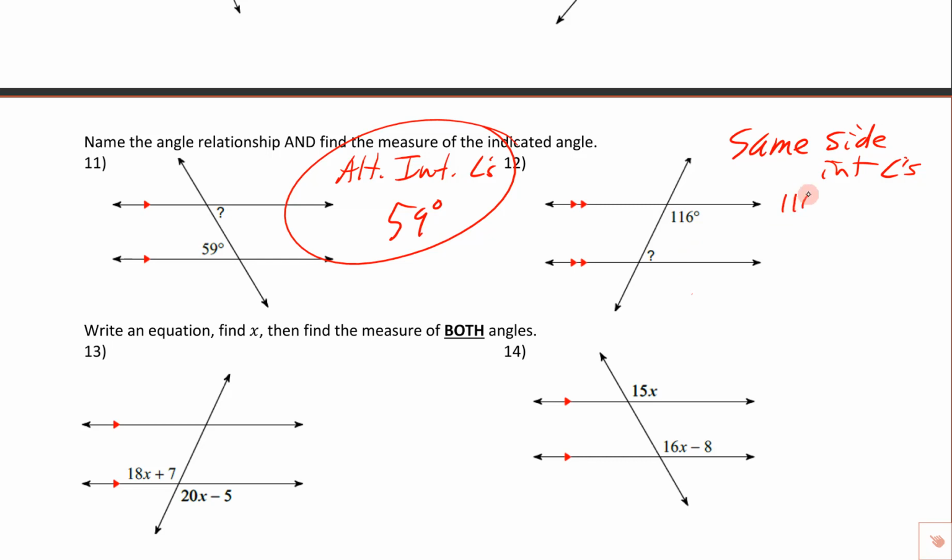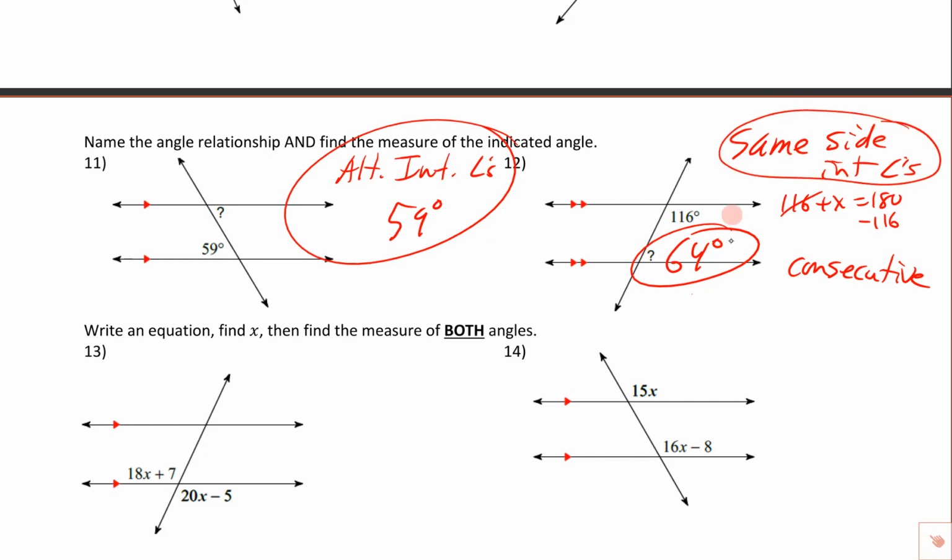So I'd have to take 116 and add whatever that is to equal 180. Or if I just wanted to do a quick subtraction problem and do 180 minus 116, that would be totally okay. 180 minus 116, I believe we're going to end up with 64. So that angle right there would be 64 degrees. Now, if you wanted to, you could also say that those are consecutive angles, but this is a much better description of what they are. So they're same side interior, they're supplementary, so that one's got to be 64 degrees.